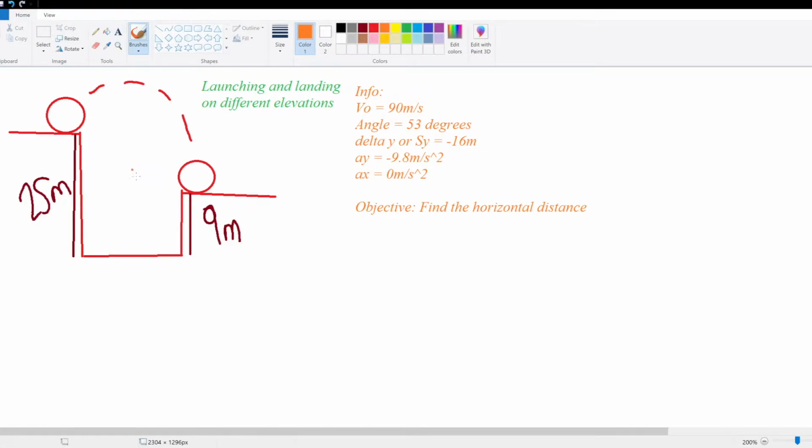Today I'm going to be doing a video about launching and landing on different elevations. So we have this question and we want to figure out our horizontal distance, okay? So the objective is to find the horizontal distance.